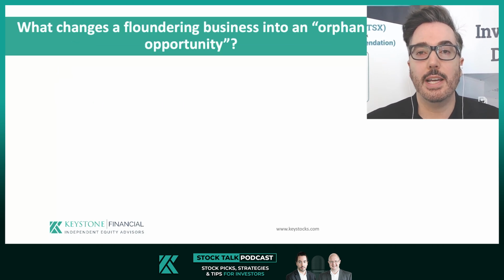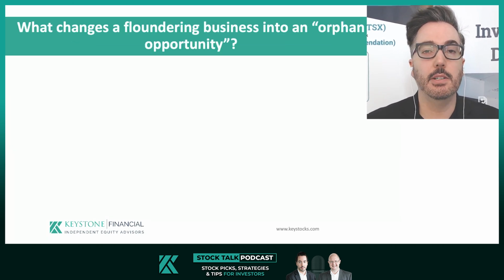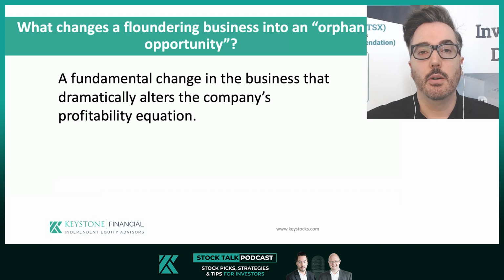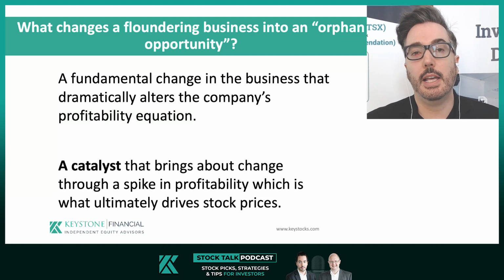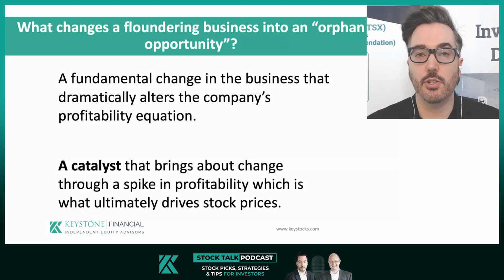Now, what would change a floundering business into an orphan opportunity? Well, a fundamental change in the business that really dramatically alters the company's profitability equation, a catalyst that brings about change through a spike in profitability, which is what ultimately drives stock prices.